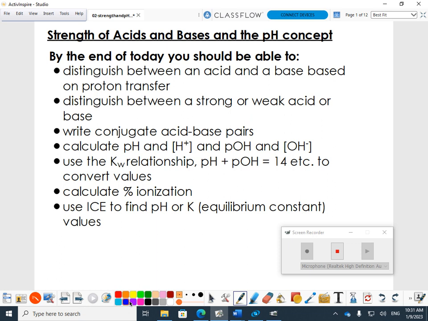We are going to use the Kw relationship, pH plus pOH equals 14, and after today, percent ionization. I could give you very little information, and sometimes I make a huge 12-mark question out of it because there's so much you can do with very little information in this type of problem. Due to the ionization of water, especially if the substance is weak, there's always protonation of water, so you can calculate H concentration, OH concentration, pH, pOH, etc.